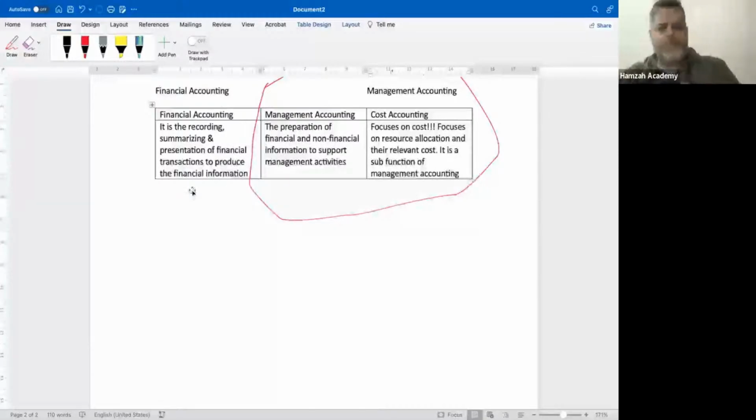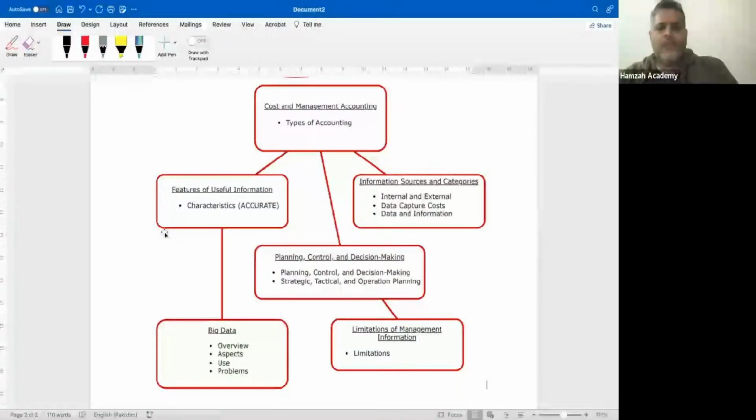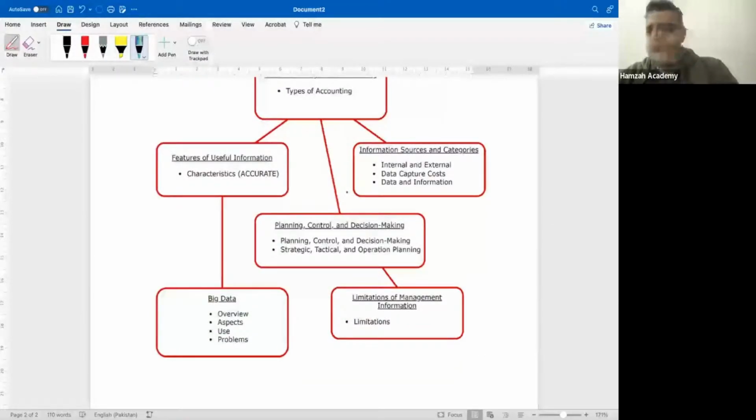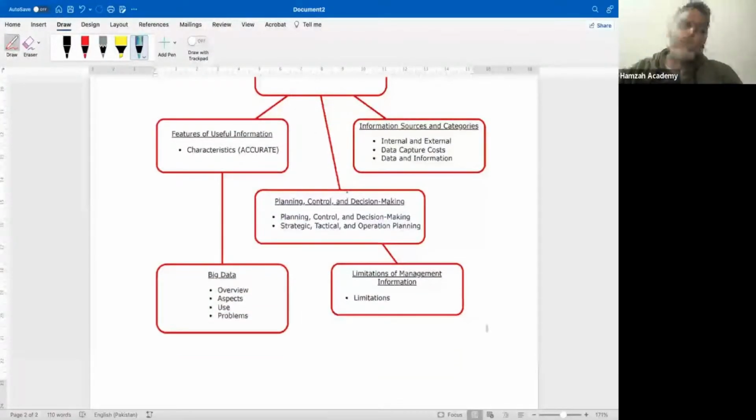Then moving ahead from here, I have this one structural data flow for cost and management accounting. For example, we have the types of accounting we just talked about. Now, we have some features of useful information, that is the characteristics, they have to be accurate. Then we have the information sources and categories, I mean, we have some internal and external sources. We have the data capture cost, data information as well. So now we are going to have this whole thing with us, right? What's the big data, what are the limitations, and then the planning, control, and decision making as well, right?